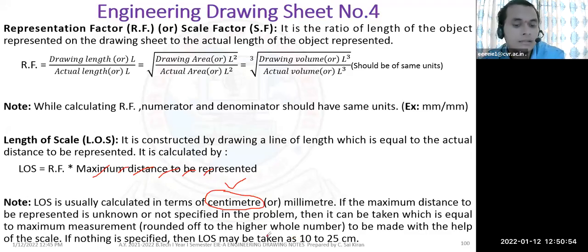Generally LOS will be between 10 centimeters and 25 centimeters. If any LOS crosses more than 25 centimeters, it means you have made a mistake somewhere. If it is below 10, also you have made a mistake somewhere. Generally the LOS will be between 10 and 25 centimeters because your sheet has certain limitations. That's the reason LOS will not be greater than 25 centimeters.